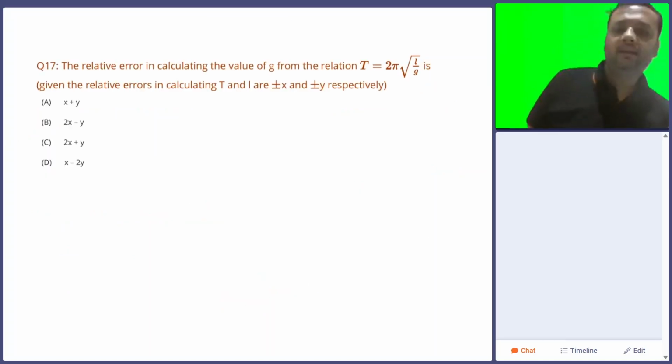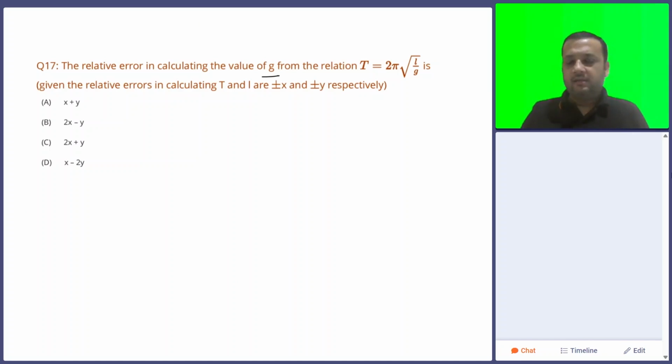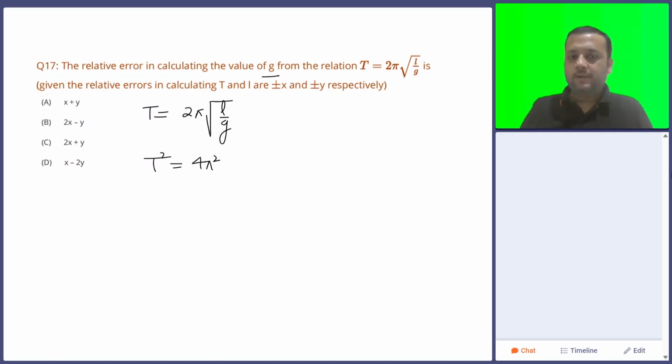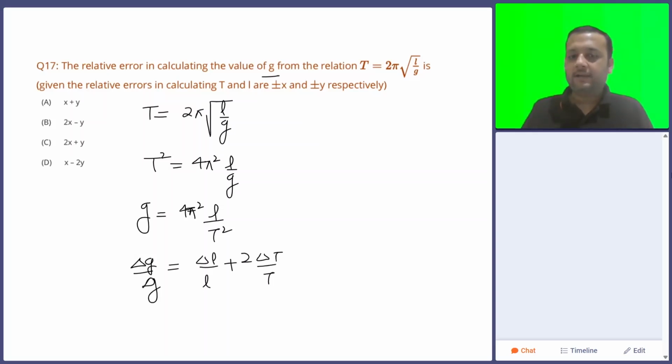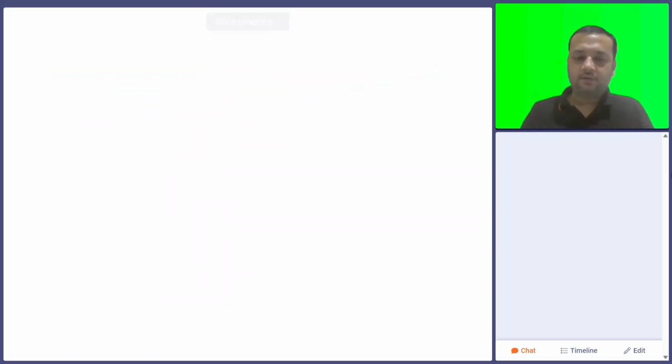Now, here we have to find the relative error in the calculation of g. We have been given T equals 2 pi under root of L by g. If you square this, T square is equal to 4 pi square into L by g. So from here, g will be equal to 4 pi square into L by T square. That means delta g by g will be equal to delta L by L plus twice delta T by T. The relative error in T was X and in L was Y. That means this will become Y plus 2X. So option C will be the correct answer for this question.